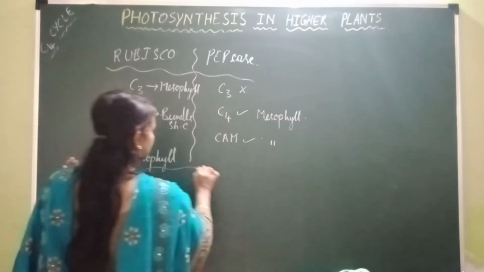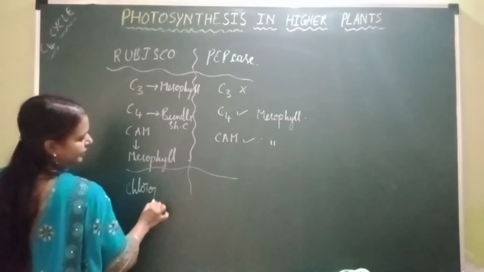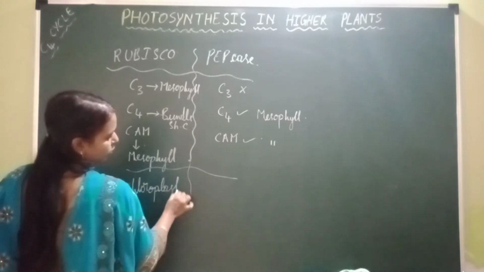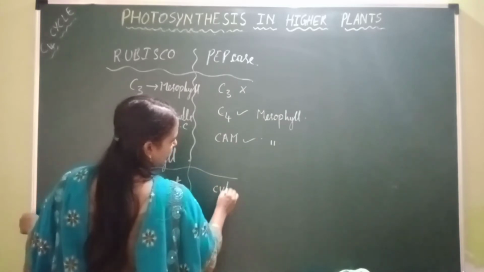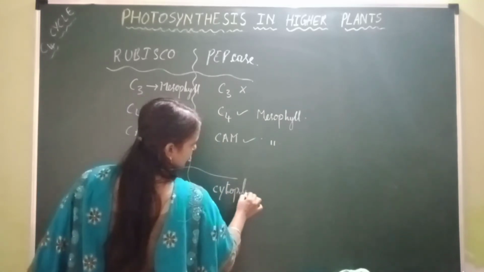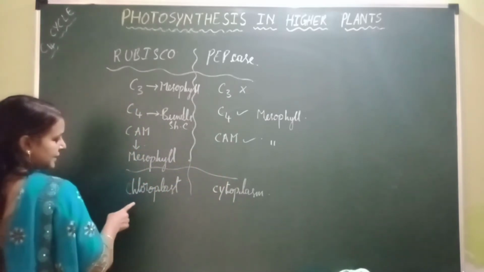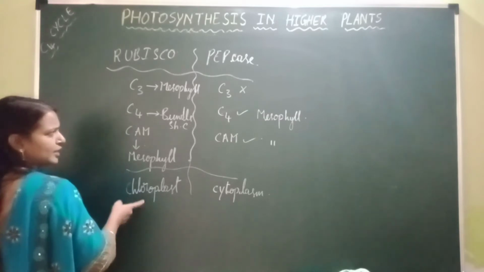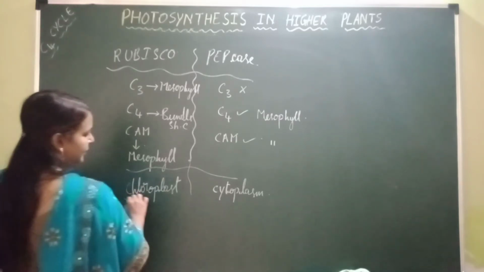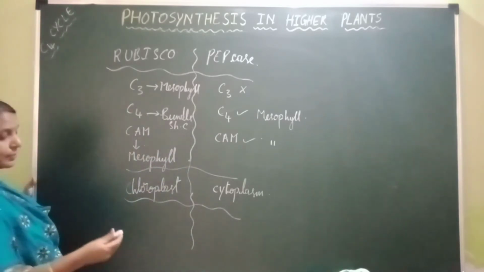One more difference is that Rubisco is a chloroplast-based enzyme, whereas PEP carboxylase is a cytoplasm-based enzyme. That means it is present in the cytoplasm of the mesophyll cell, whereas Rubisco is present in the chloroplast of the mesophyll cell or bundle sheath cell. Next, coming to another difference between Rubisco and PEP carboxylase.